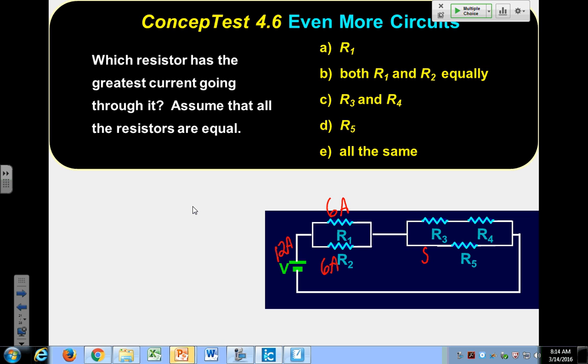No, I'm going to get 8 amps and 4 amps here. I'm going to get a bigger current down through this bottom resistor because I have a smaller resistance, a resistance smaller by a factor of 2, so I'll get a bigger current. So R5 is the bigger current.